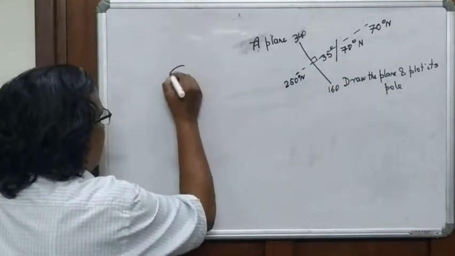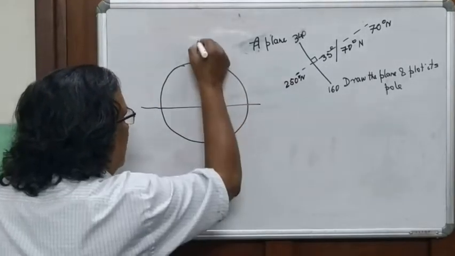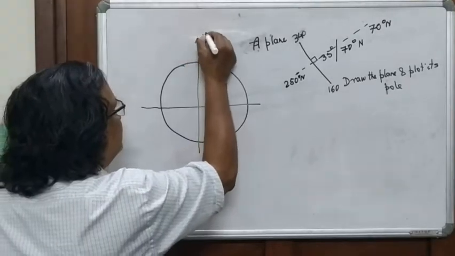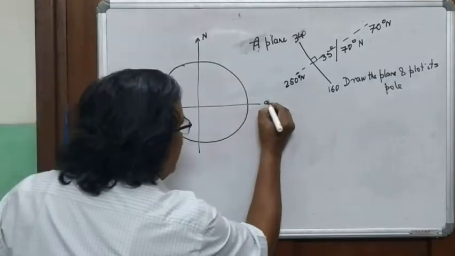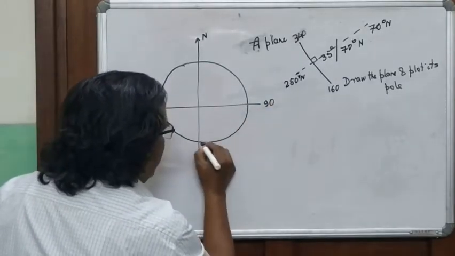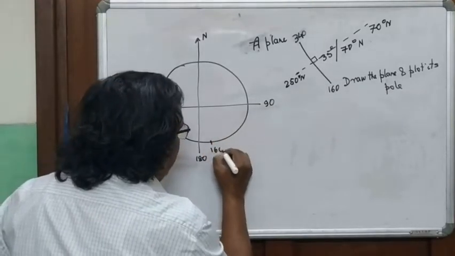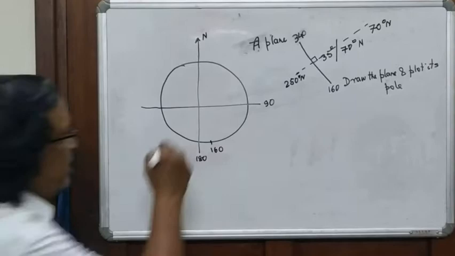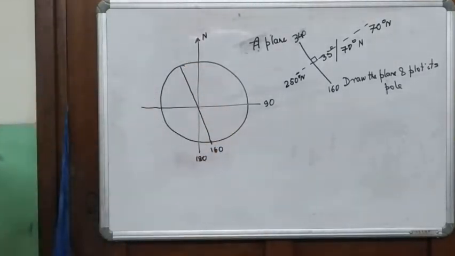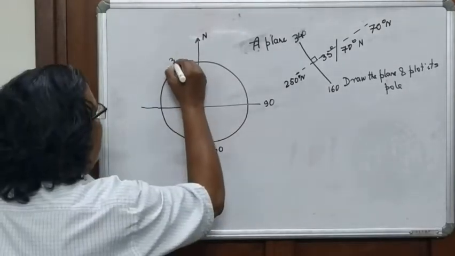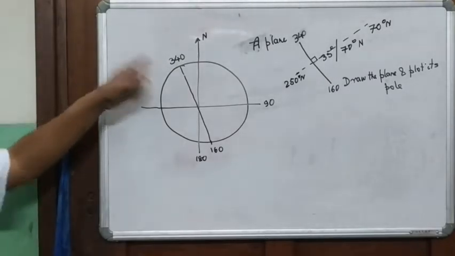So let's take the stereogram. We draw this line, and this is north. First we draw the strike. This is 90 degree, this is 180 degree, so you can have 10 divisions here, and roughly 160 would be here. And if I extend this through the center, which you always have to do, this is 340. Yes or no?